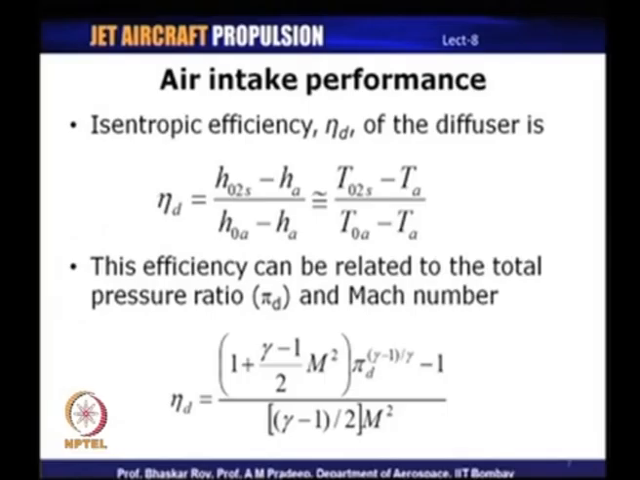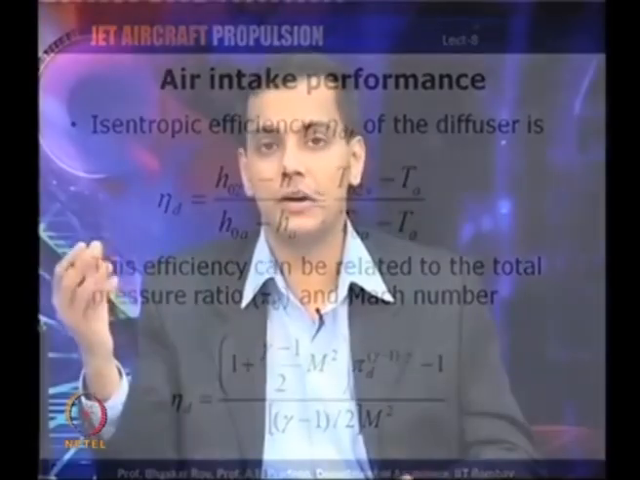If you were to assume that the static pressures at the inlet and exit are the same, then this can also be expressed in terms of the corresponding temperatures. So, we get T 0 2S minus T A divided by T 0 A minus T A. So, it is the enthalpy difference between those two points, one corresponding to the actual total pressure line minus the ambient enthalpy, divided by the stagnation enthalpy for the isentropic process all the way up to P 0 A minus the ambient enthalpy.